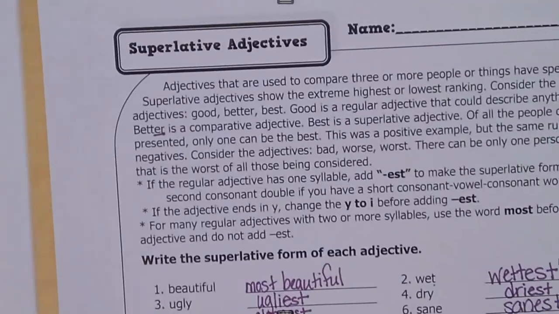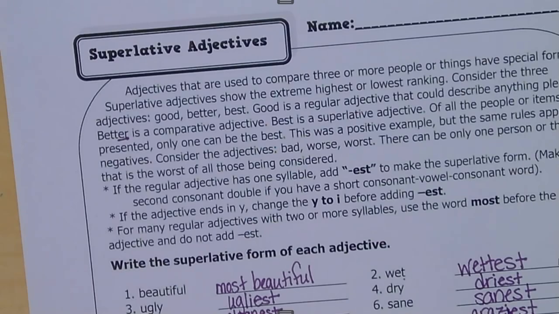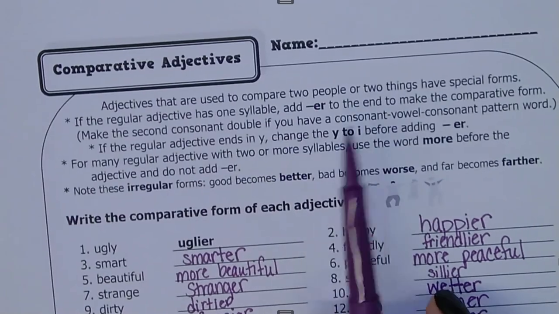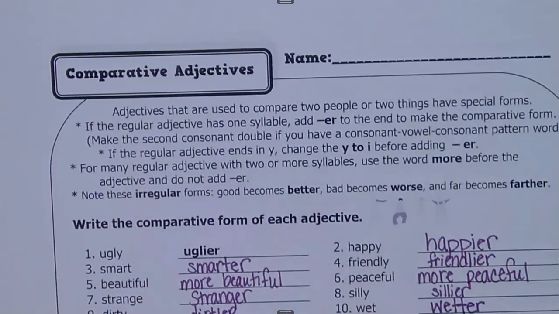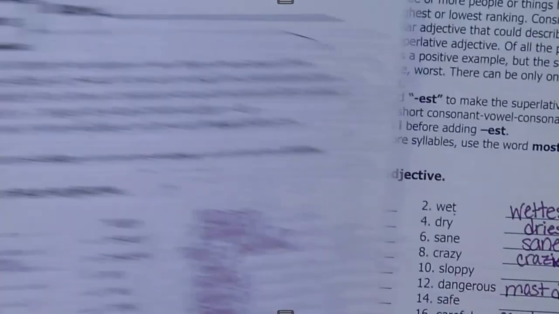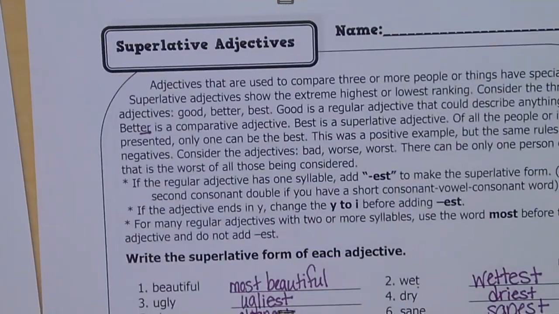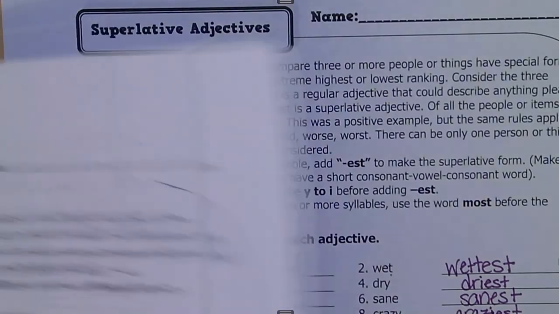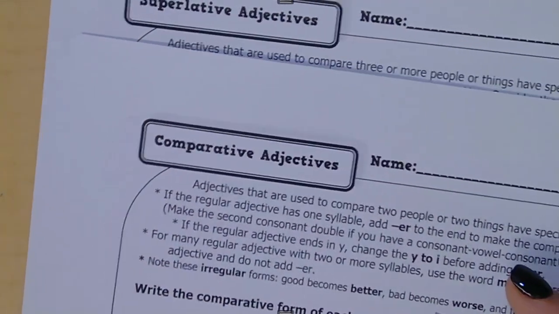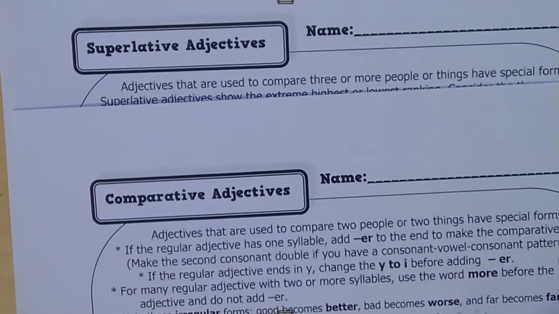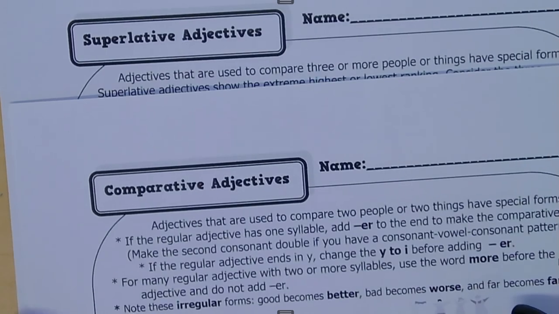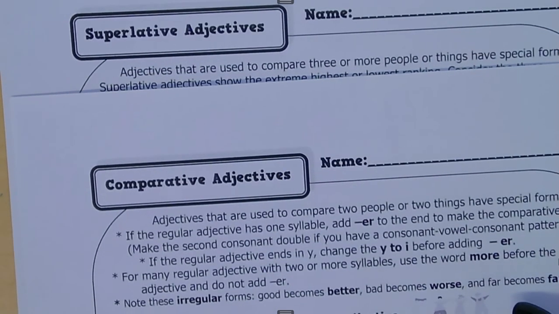Okay? So I want you to remember that comparative adjectives are when you're comparing two people or things and you use ER or more. Superlative are when you're comparing three or more and you use EST or most. The best way to test these both out is to try the words out with either ER or EST or either more or most, and you should be able to hear which one sounds correct. Okay?